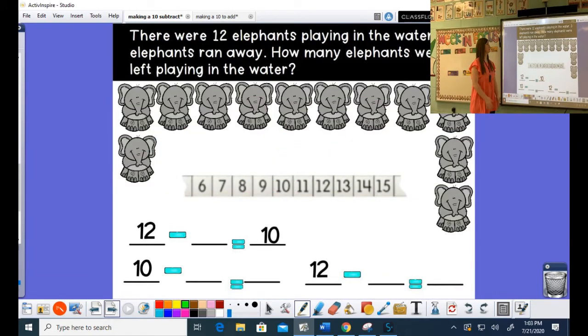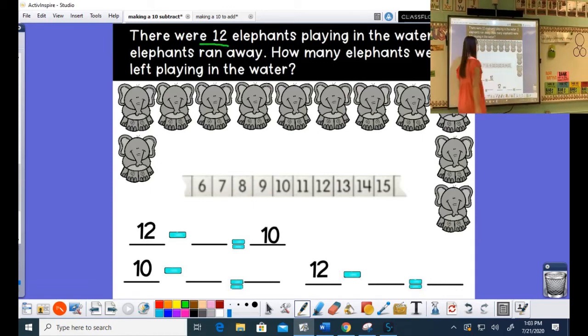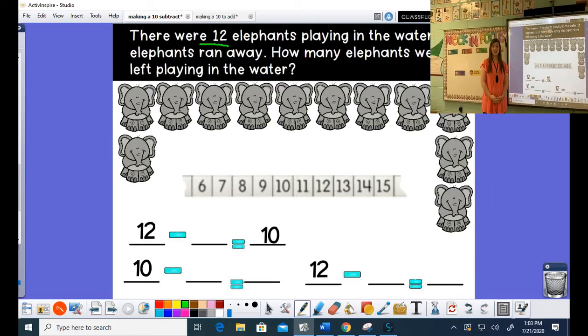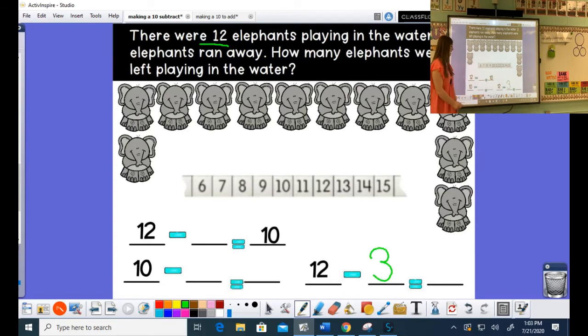This word problem says, there were 12 elephants playing in the water. 3 elephants ran away. How many elephants were left playing in the water? Remember, we must first underline the numbers we are working with. We are working with the numbers 12 and 3. So that's the subtraction sentence we need to write to remind us what numbers we're working with. 12 minus 3. Great job.